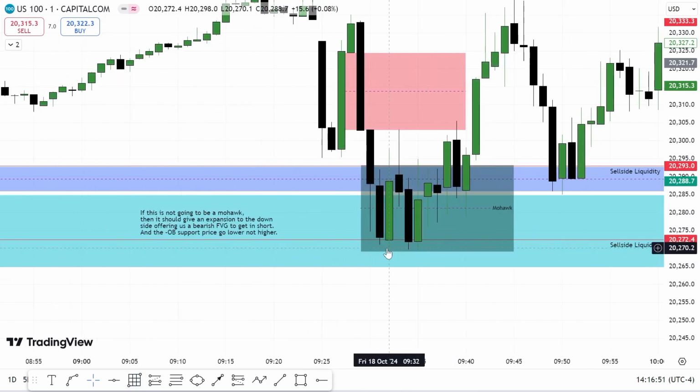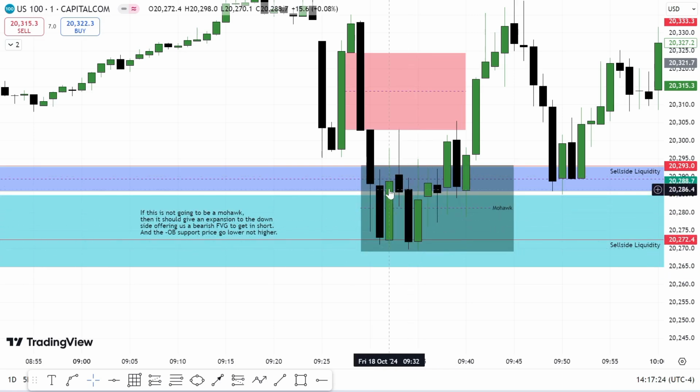So we can anticipate a reversal always after price has taken a sell side liquidity or buy side liquidity. And if we don't want to have a reversal at this sell side liquidity, price should expand lower, giving us a bearish fair value gap.